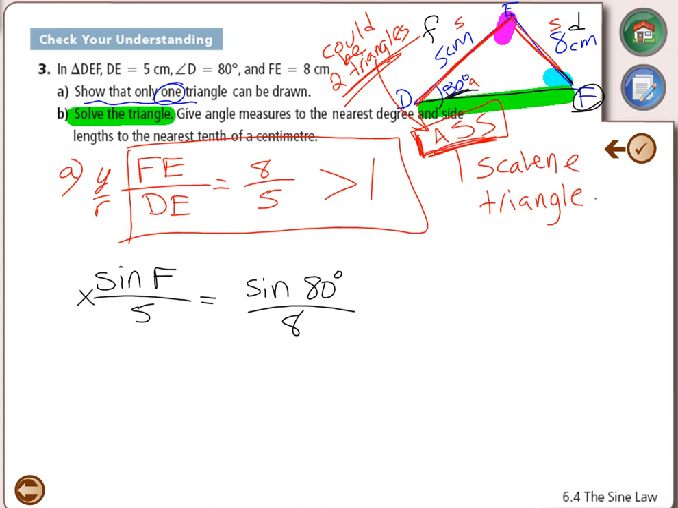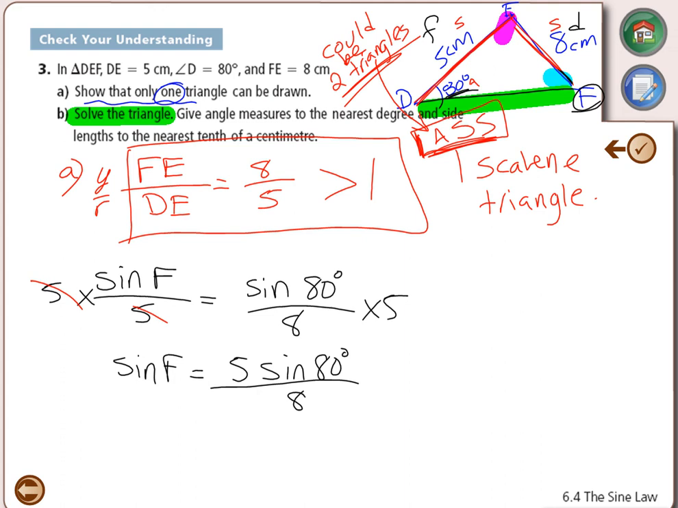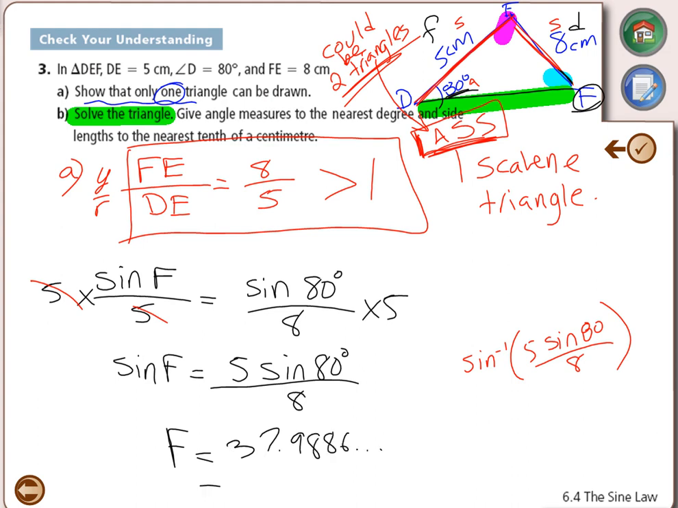Now, just the same as we did before, multiply both sides by that denominator, and we get sine of F equals 5 sine 80 over 8. Again, please show that algebra step. And then you could jump straight to the answer by doing the inverse sine of 5 sine 80 over 8. That's what we'd punch into our calculator. F is equal to 37.9886... or approximately 38 degrees. I'm going to write in there, that's 38 degrees.